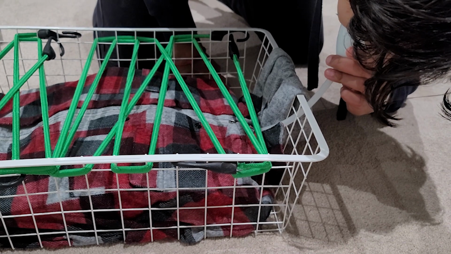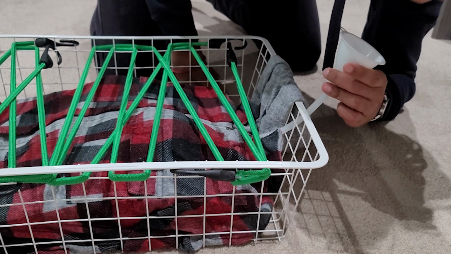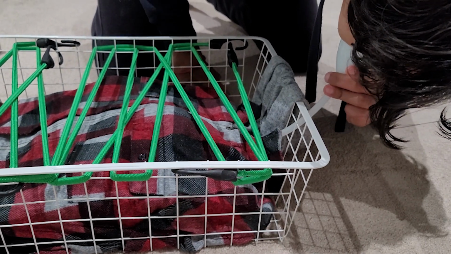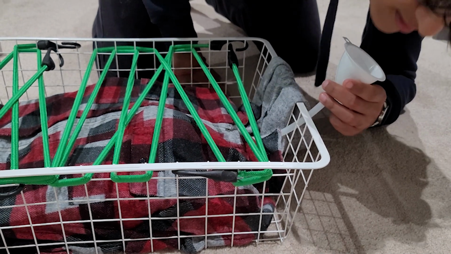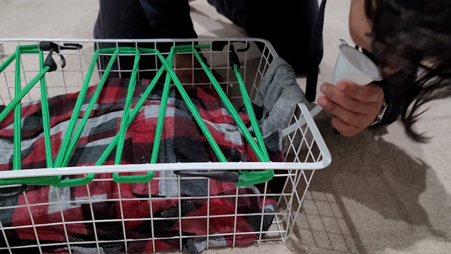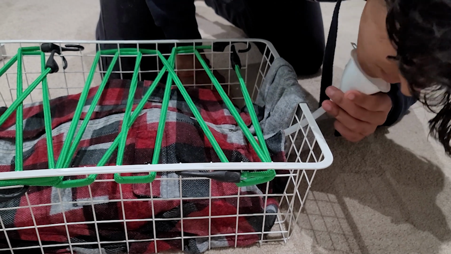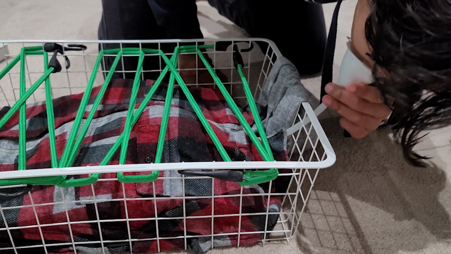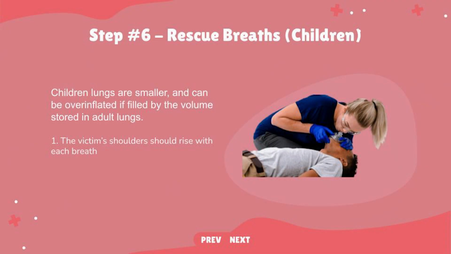This next video is of respirations being given to a dummy. Notice how deep breaths are taken between respirations to ensure that the victim receives adequate air. The procedure of giving rescue breaths to children is the same, although since they are smaller and their lungs are smaller, they can be overinflated if filled by the volume of air stored in adult lungs. So, in children, instead of waiting for the chest to rise, wait for the victim's shoulder to rise.